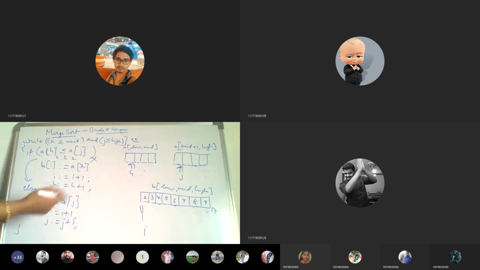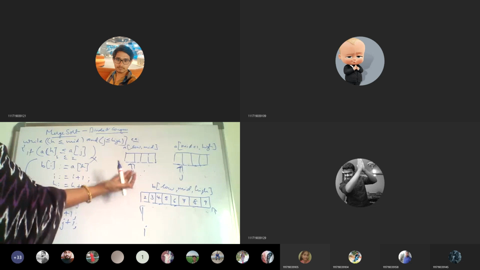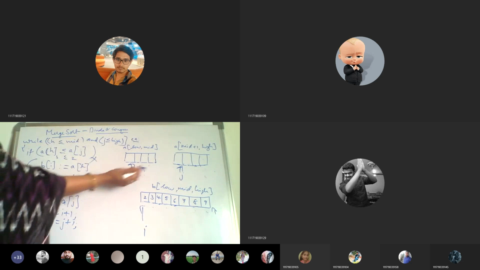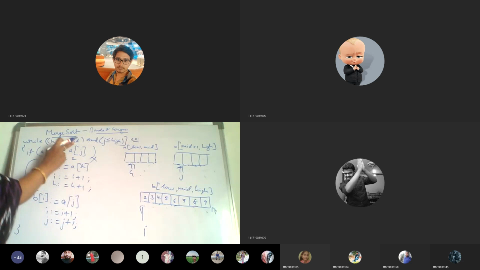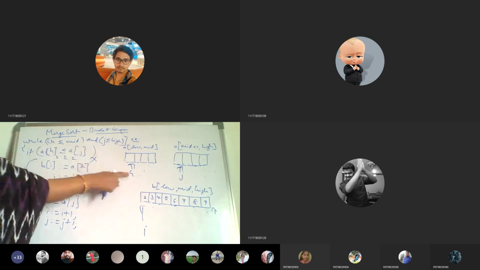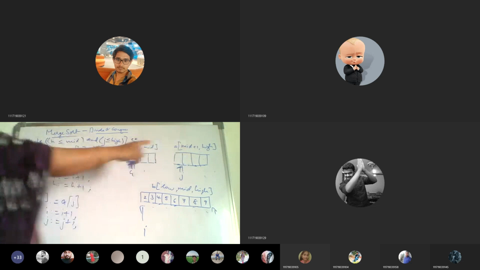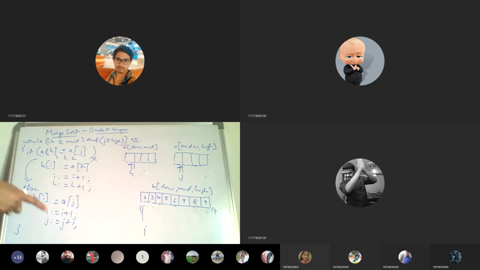And till where it has to be incremented, B no issue, but H and J, till where? For that we are writing the condition: H less than or equal to mid. So here the maximum point is mid only. H will be incremented till mid and J will be incremented till high only. Okay, so this is the one.